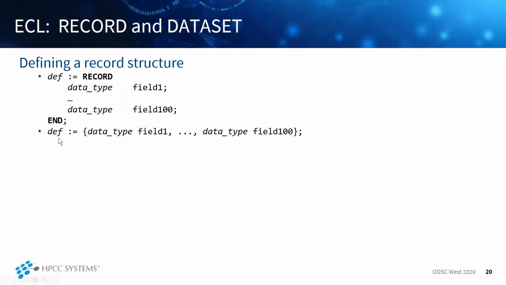What they're showing you below this is a way of doing an inline record structure. So the record name gets replaced with curly braces, and the record and the end statement get replaced with the curly braces, and then your individual fields are separated by commas instead of separated by semicolons.